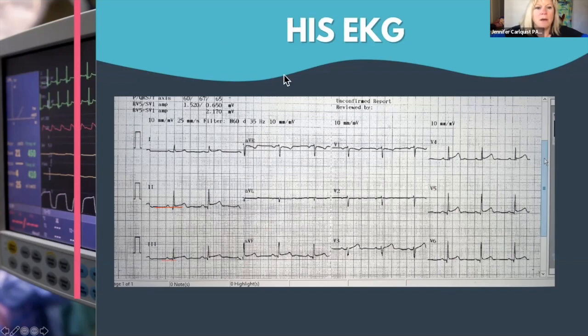Actually, let me go back up. But there's no PR segment depression. So that's a clue. And then the other clue is that we don't have a Spodick sign. Remember when the TP segment stair steps down, we don't have that. And so we're kind of leaning, based on the patient's exam and based on what we've seen so far in his EKG, that we don't think this is pericarditis.